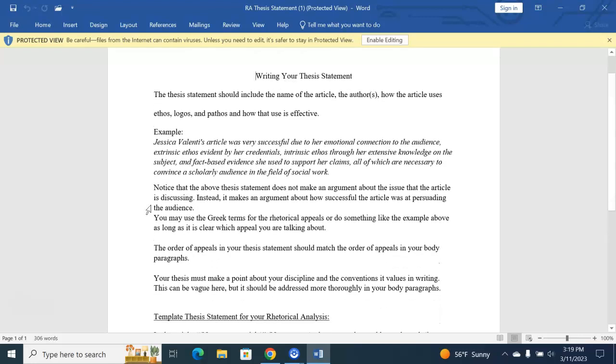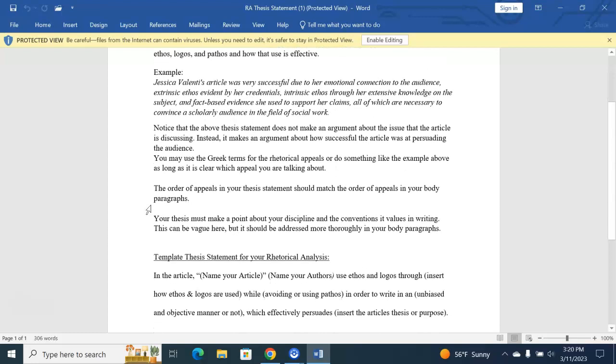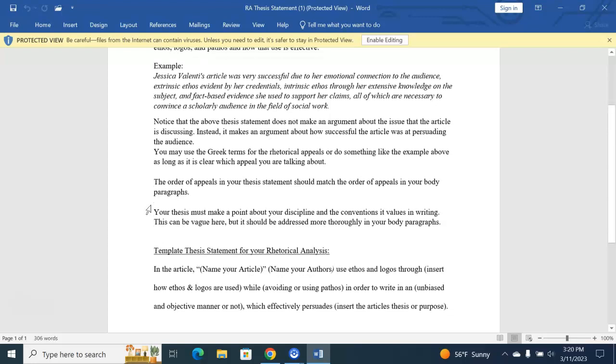So that thesis statement isn't arguing about the issue. Remember, it's saying that the article is successful in persuading a group of social workers. And that is what you were doing. You were trying to show that your article is either successful or unsuccessful for its use of persuasive rhetorical appeals. All right. The order of appeals in your thesis statement needs to match the order of appeals in your body paragraphs, okay? And you'll get to that as you go along with your outline next week.